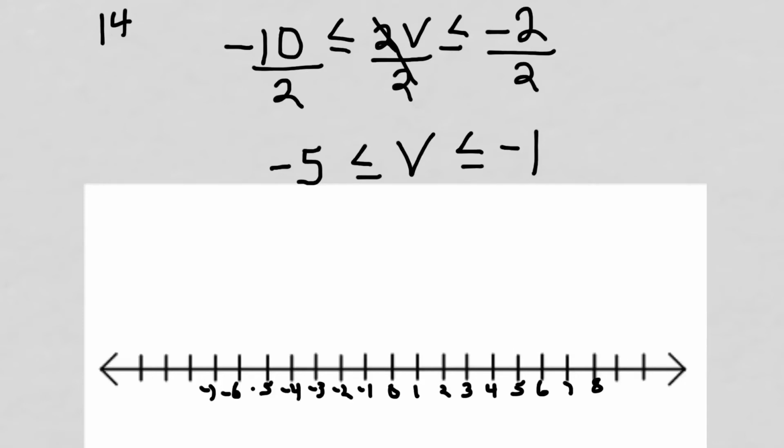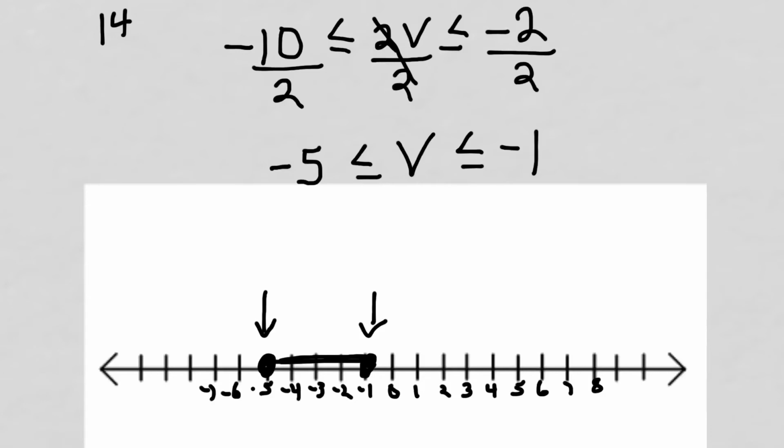All right, let's put this on the number line. Negative 5, it's less than or equal to, so I know it's going to be closed circle. I've got negative 1. I know it's going to be closed circle because it's less than or equal to the sign over here. Then I just connect it because I know v is somewhere in between negative 5 and negative 1. So that's why I cross this line here.